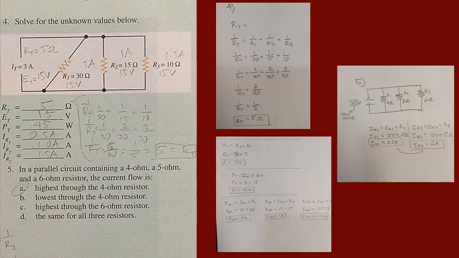To find our total voltage, we simply use Ohm's law, which is voltage equals current times resistance. In this case, total voltage equals total current times total resistance. We know our total resistance, we just got that, 5 ohms. We know our total current, given in the problem, which is 3 amps. So we multiply 3 amps times 5 ohms, which gives us our total voltage of 15 volts.